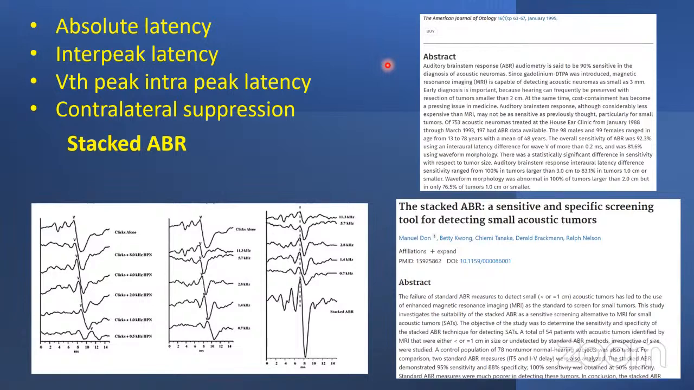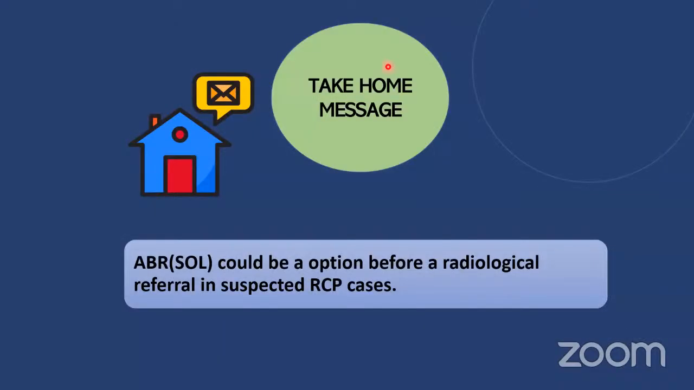Basically, this is to avoid the MRI, or before suggesting an MRI, we can come to a conclusion using ABR as well. But again, this is very debatable because many studies say that ABR SOL is a very sensitive tool, but again, many studies say that it is against it also. So, again, this could be open for discussion. So, the take home message from this case will be the ABR SOL could be an option before a radiological referral in suspected retrocochlear cases.